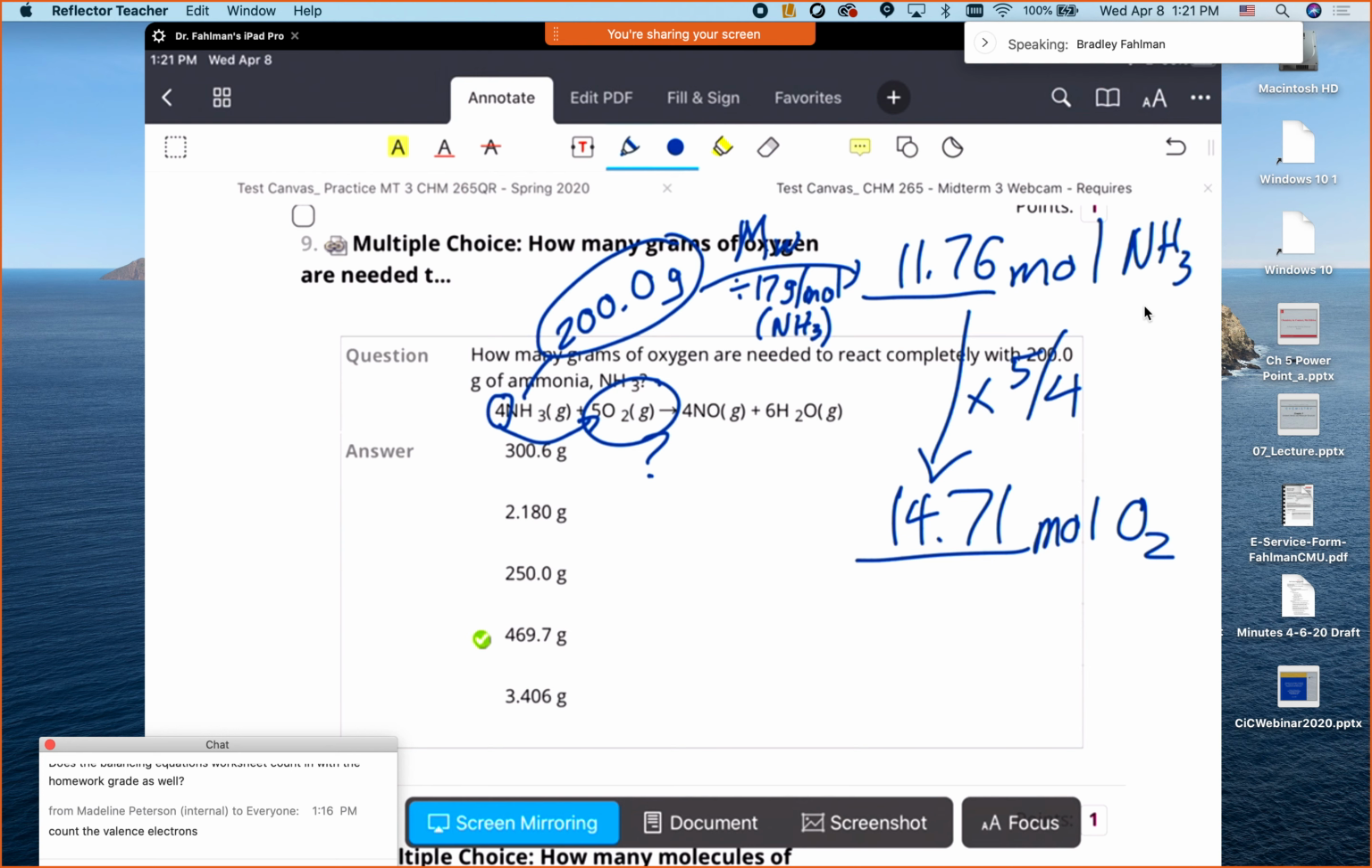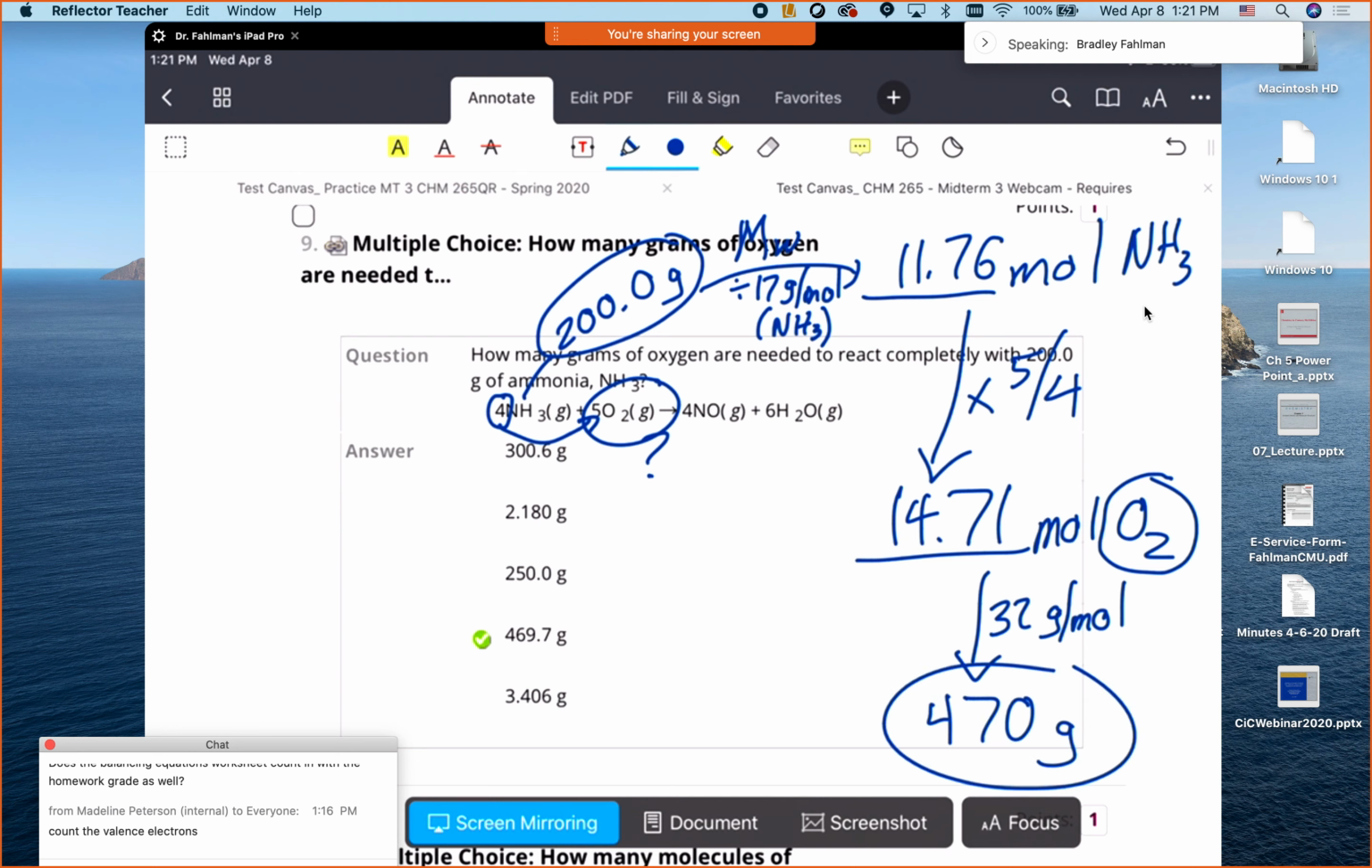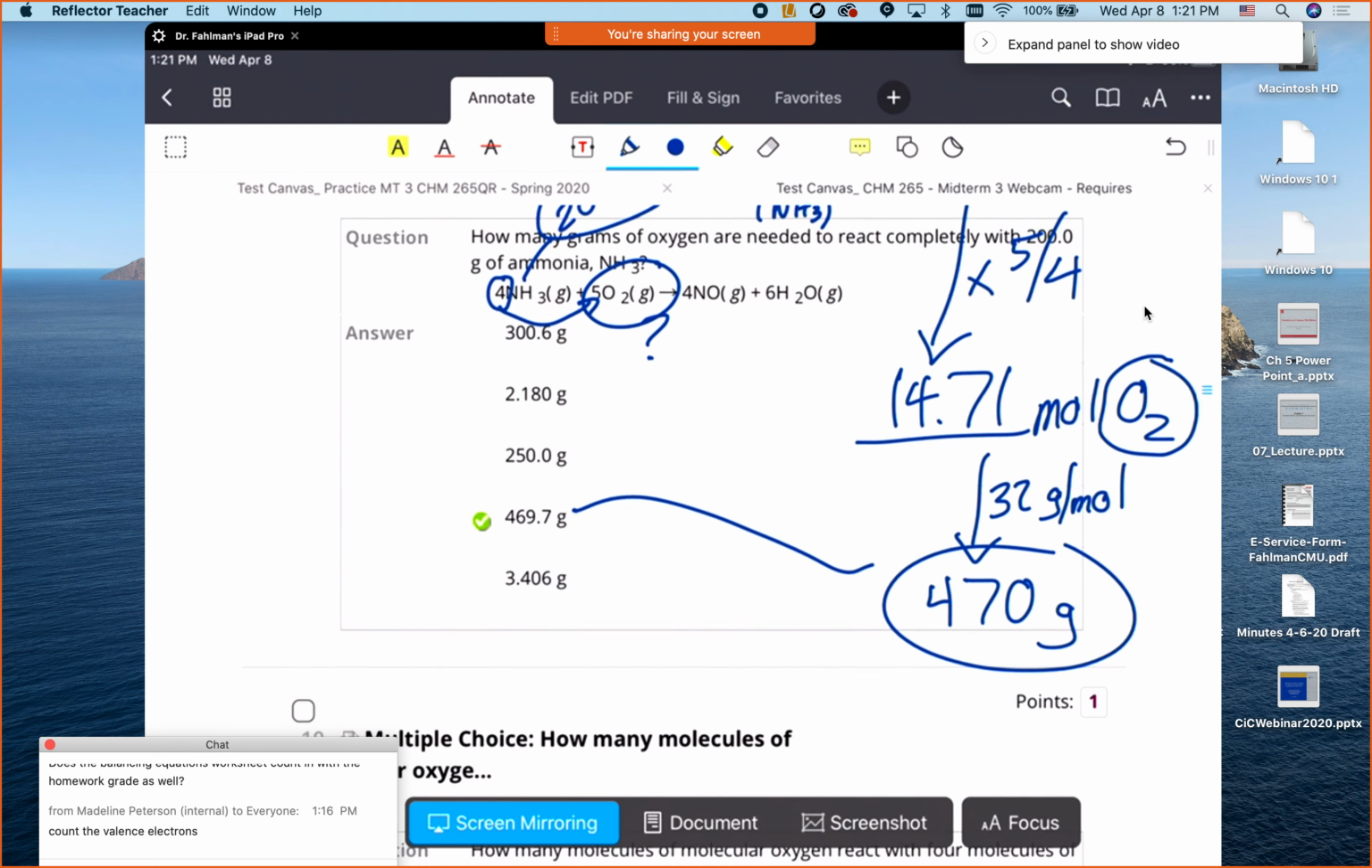Okay, and then to get grams, you're going to multiply by this molar mass. So that's, what, 32 grams per mole. Okay, so that's 470 grams. Okay.